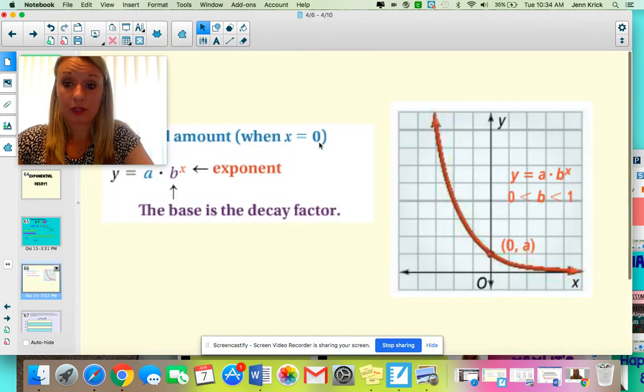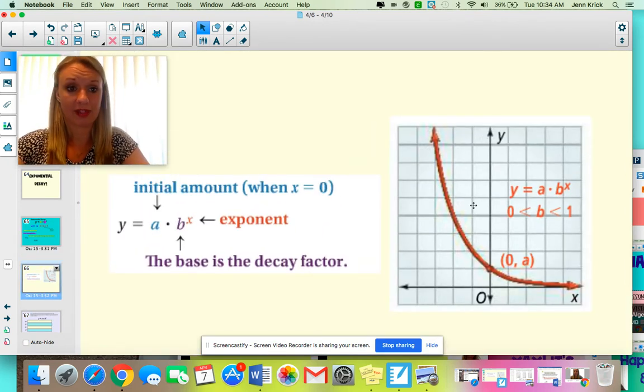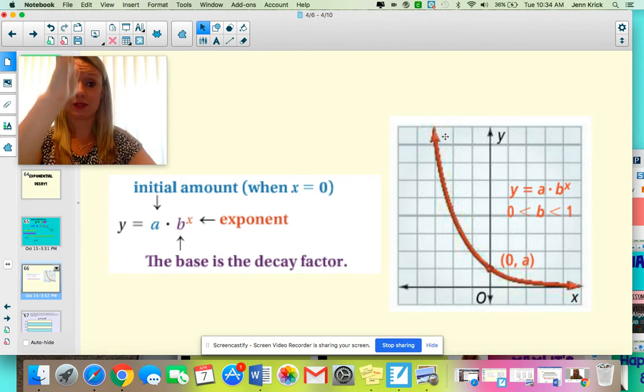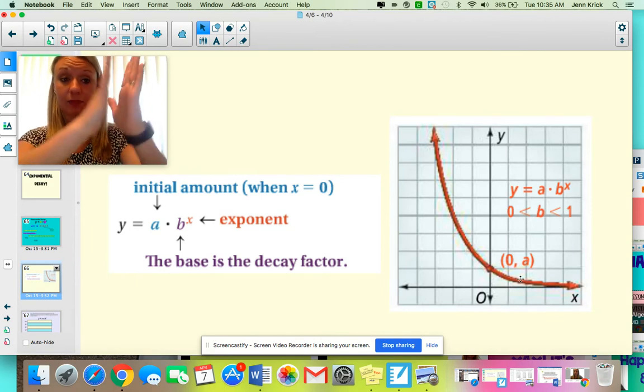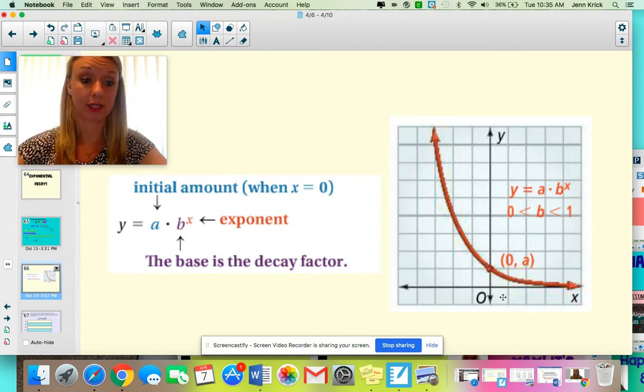Again, this is just kind of what your book looks like, to outline the variables again. You can see that this is a decay because as your x values increase, your y values exponentially decrease. They go so quick.